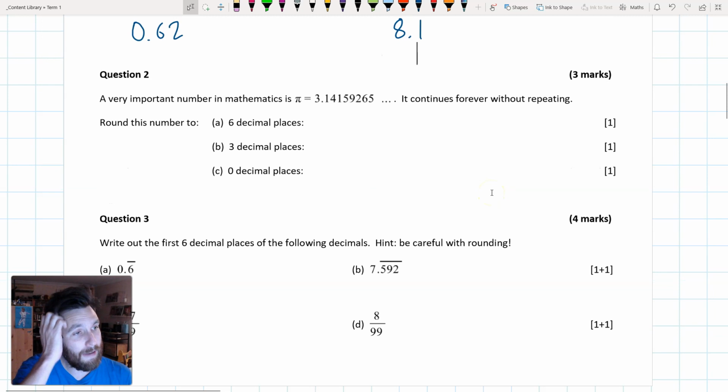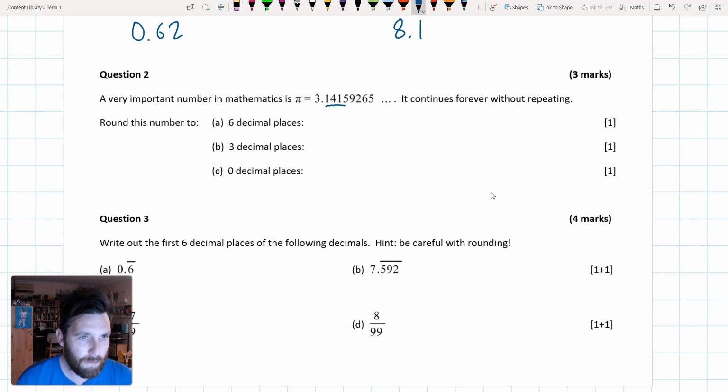Okay, next one. A very important number in maths is pi, which is an irrational number. It starts off with 3.14159 and carries on forever without any repeating digits. Now we've got to round this number first to 6 decimal places, then to 3 decimal places, and then to 0 decimal places. So what we need to do in the first instance is look just up here.